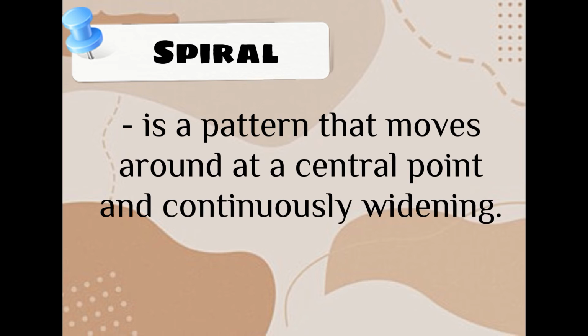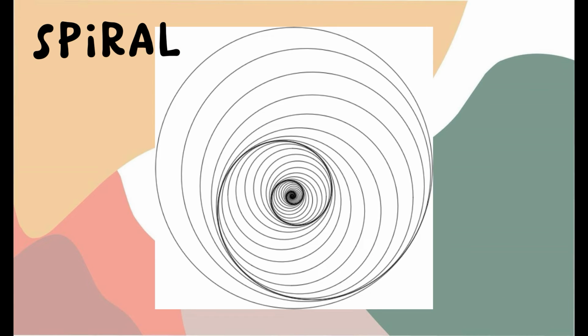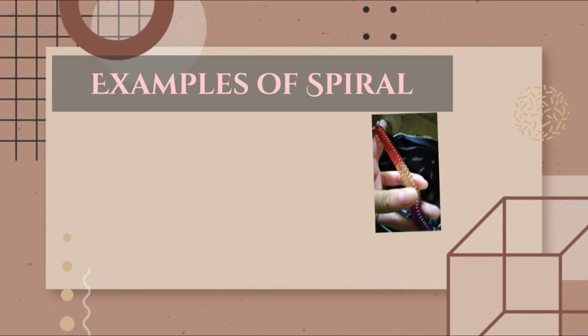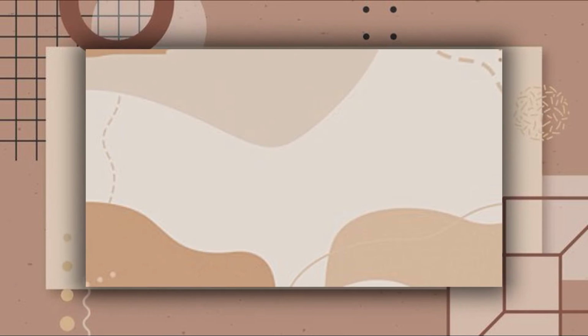Spiral. Spiral is a pattern that moves around a central point and continuously widens. As you can see in this illustration, the line became bigger as it spirals from the bottom and goes up to the top like a spring. These are the examples of spiral that you have seen mostly in your home.